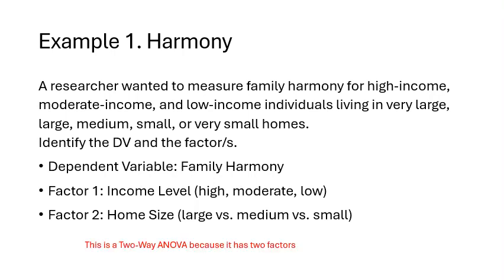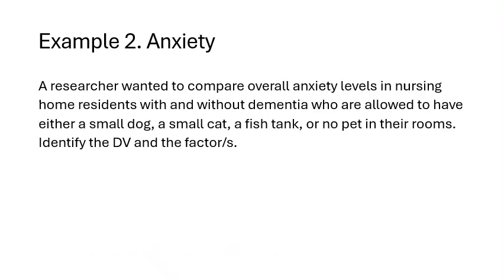We call this a two-way ANOVA because it has two factors, and the factors are the names of the variables, income level and home size. So two factors. We have more than that many conditions, but we'll get to that a little later. We're just focusing on the factors in this lecture.